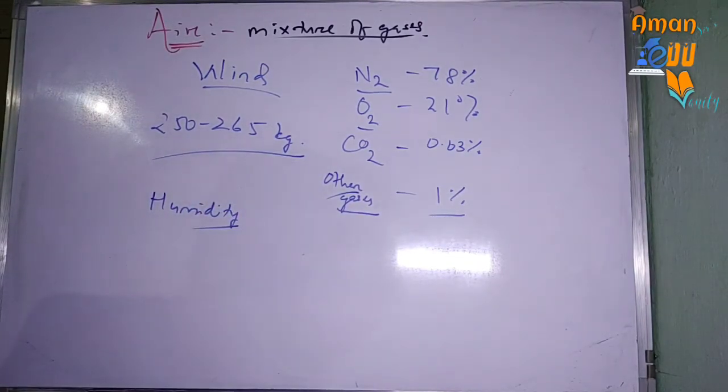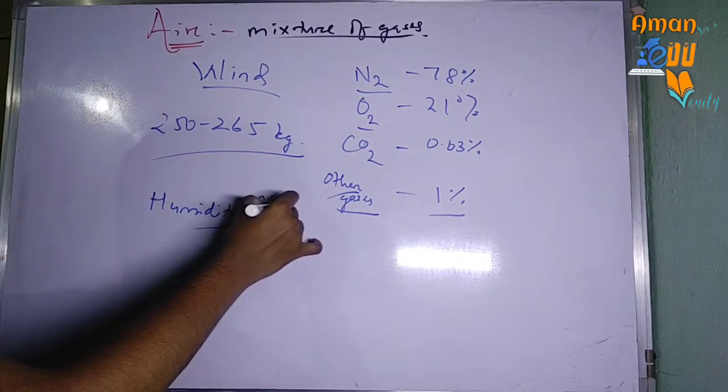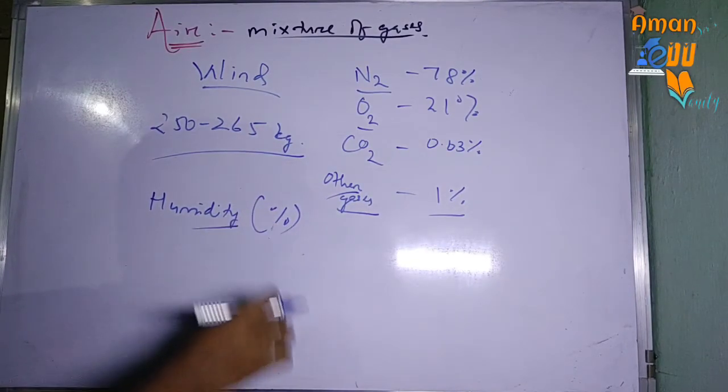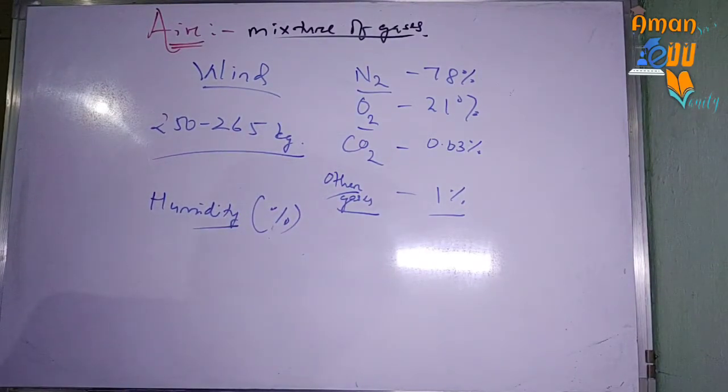Okay, the amount of water vapor present in the atmosphere or air will decide the humidity of that particular area. It is variable and it is measured in percentage. Humidity can be measured in percentage. And in the rainy season the percentage of humidity is very high, and in summers it is relatively low.